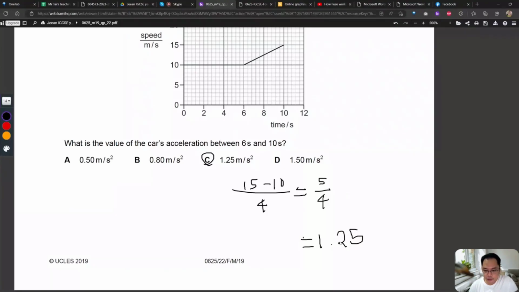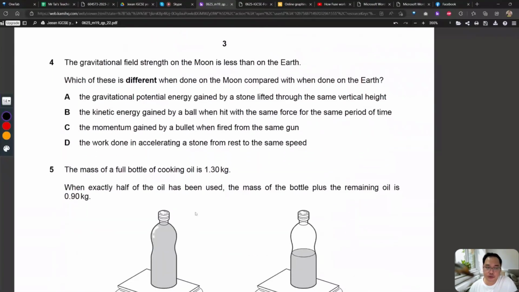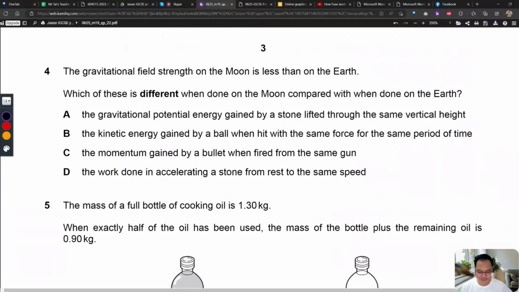What is the value of the calculation? 1.25, correct? Well done. Question 4. The gravitational field strength on the moon is less than on the Earth. Which of these is different when done on the moon compared with when done on Earth? What do you think? Gravitational potential energy gained by a stone lifted through the same vertical height. Is it different, the gravitational potential energy on the moon compared to on Earth? Yes, it is different.